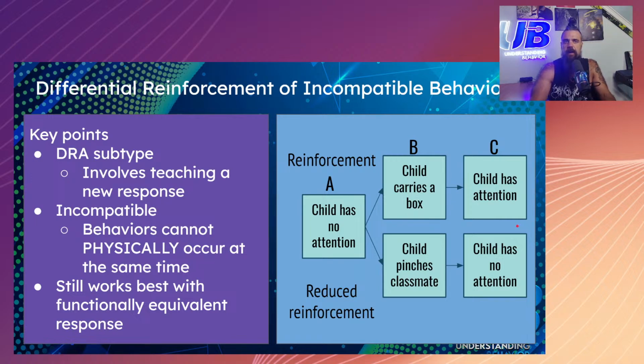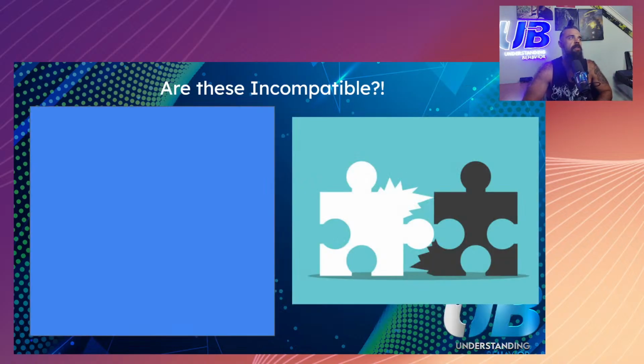So very similar to DRA, and just like DRA, most of the time we want to teach a functional replacement behavior, or at least provide that same reinforcing consequence for this behavior. But the key identifying feature of DRI is that the behaviors physically cannot occur at the same time. So they can't carry this really heavy box and pinch their classmate at the same time, so those behaviors would be incompatible. Cool?